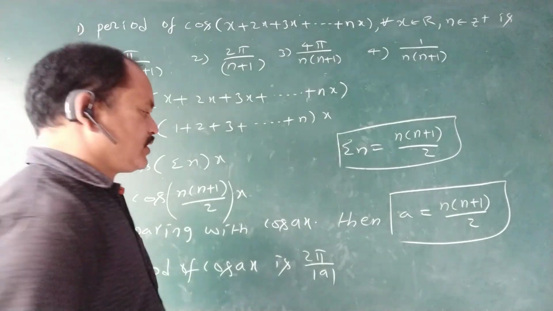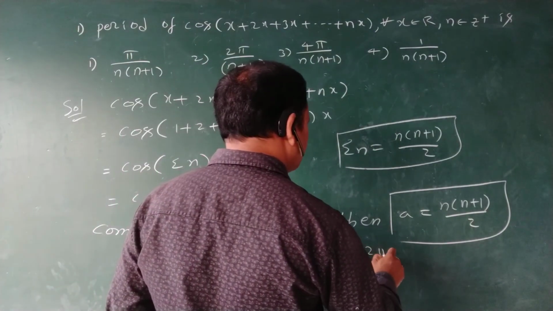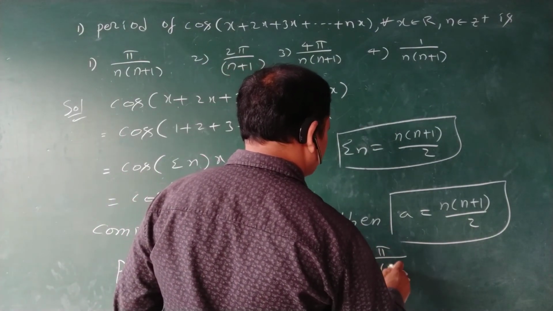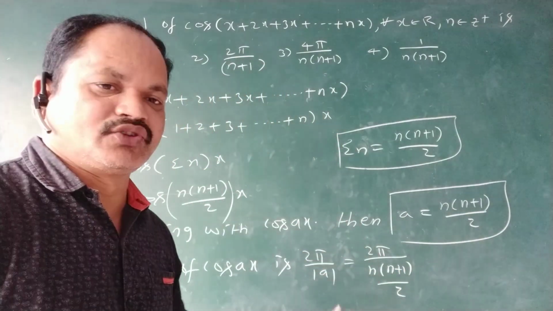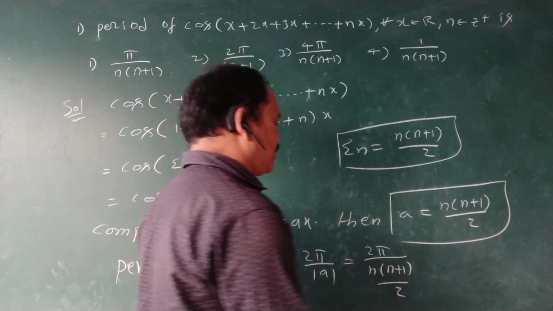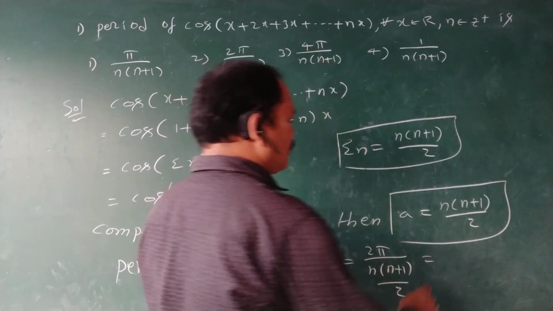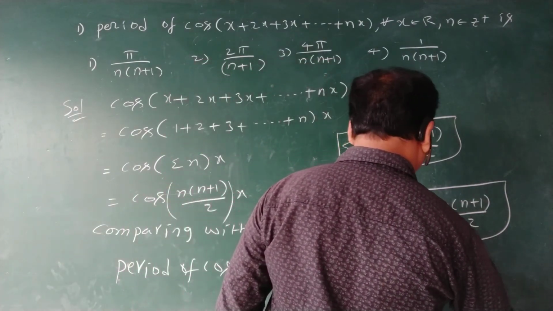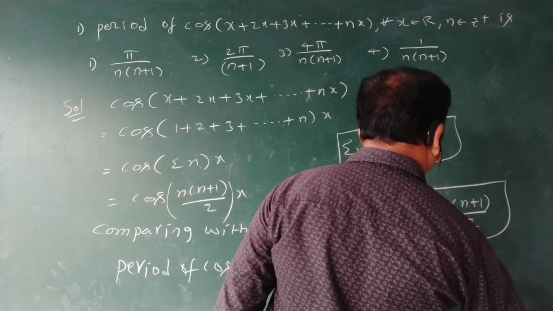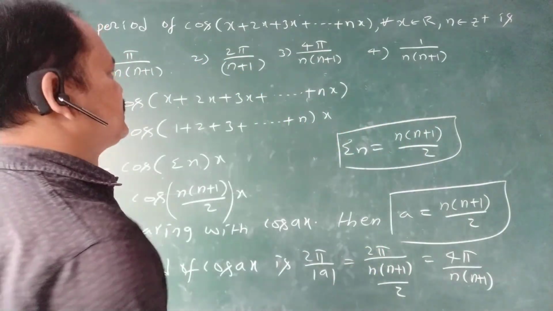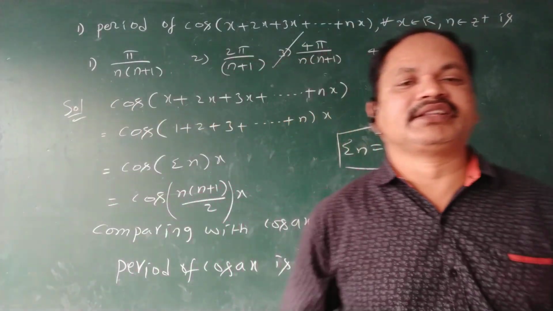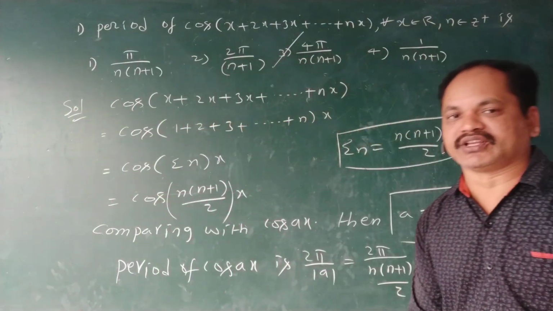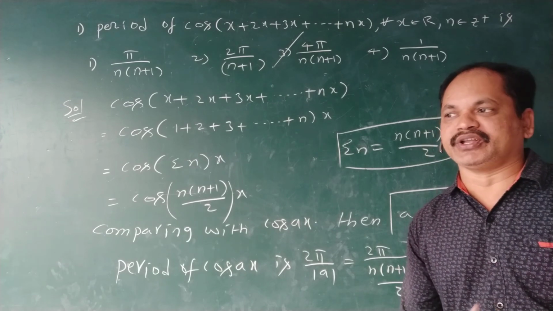2 pi by mod a. According to this formula, 2 pi by n into (n plus 1) by 2. Where n is a positive integer, there is no chance for it to be negative. That's why there is no need to write mod. So it is 4 pi by n into (n plus 1). That's why that is the third option. That's all. So like this we have to do the questions according to the standard forms of the periods of functions.